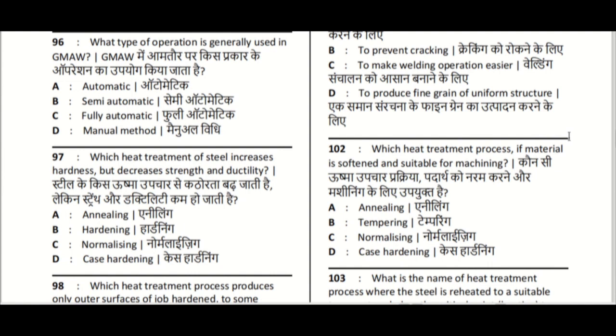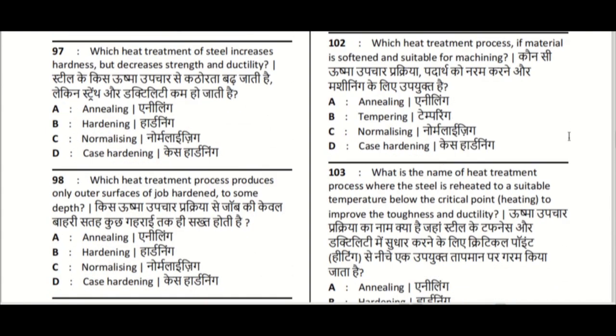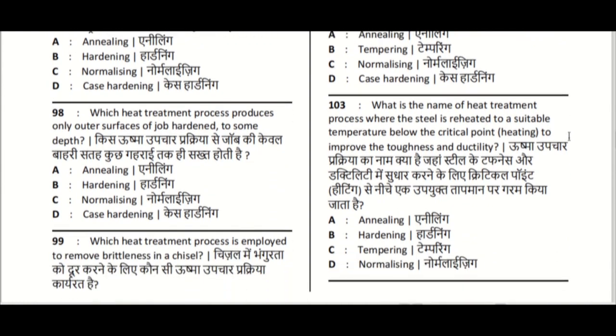Which heat treatment process softens the material and makes it suitable for machining? The heat treatment process is the annealing process.